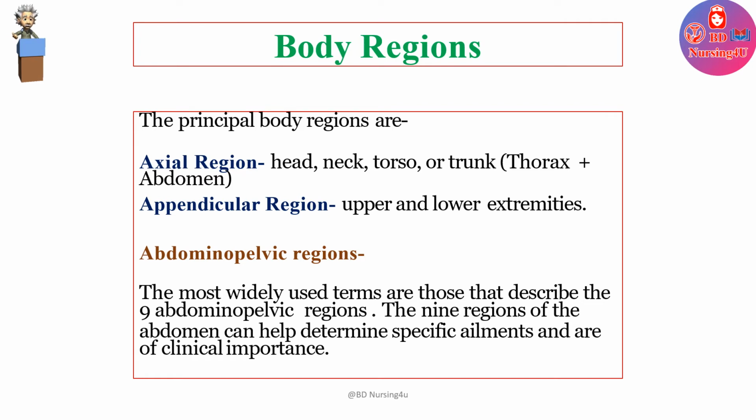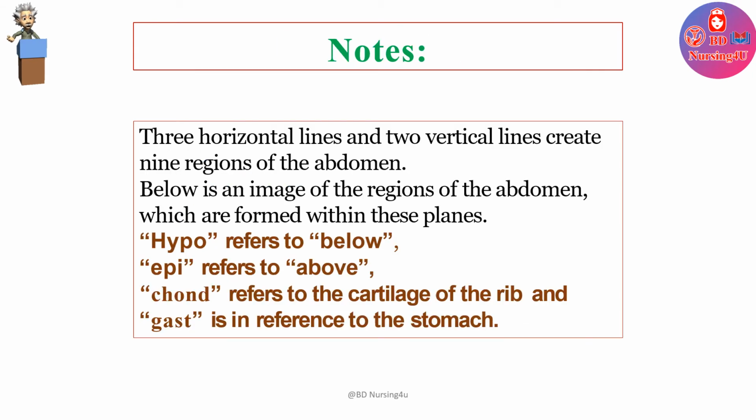Abdominopelvic region. The most widely used terms are those that describe the 9 abdominopelvic regions. The 9 regions of the abdomen can help determine specific alignment and are of clinical importance. Notes: 3 horizontal lines and 2 vertical lines create 9 regions of the abdomen. Below is an image of the regions of the abdomen which are formed within these planes.